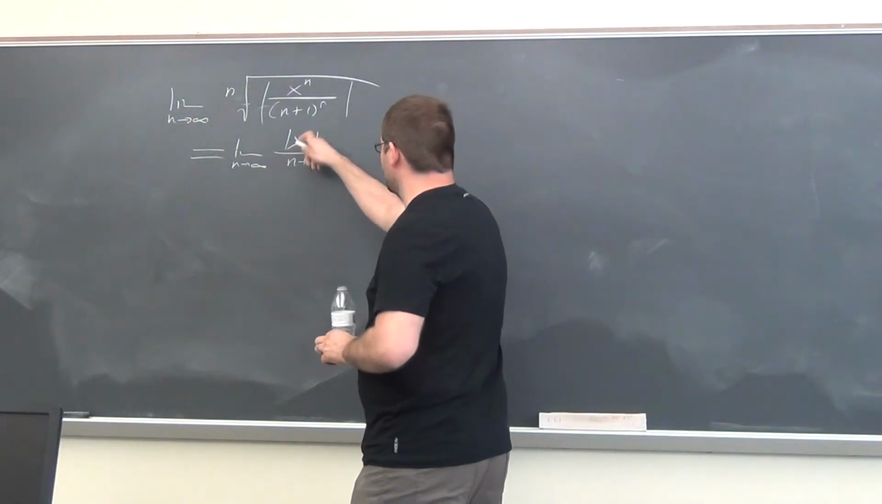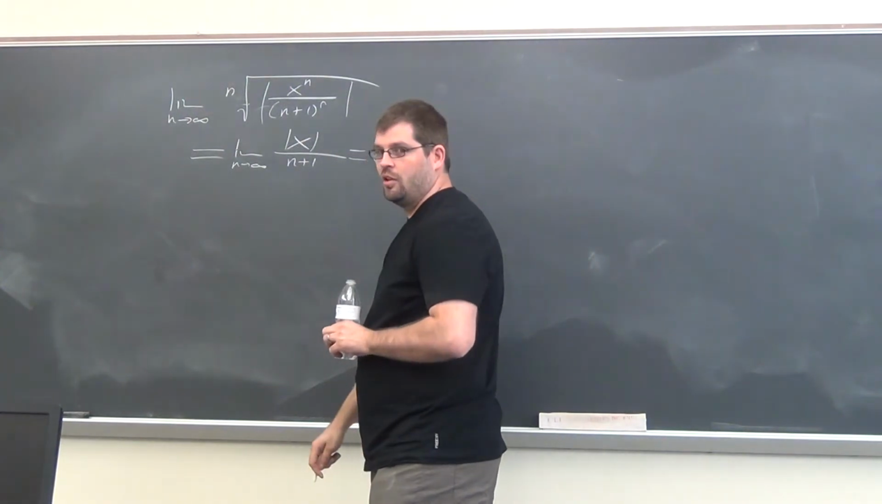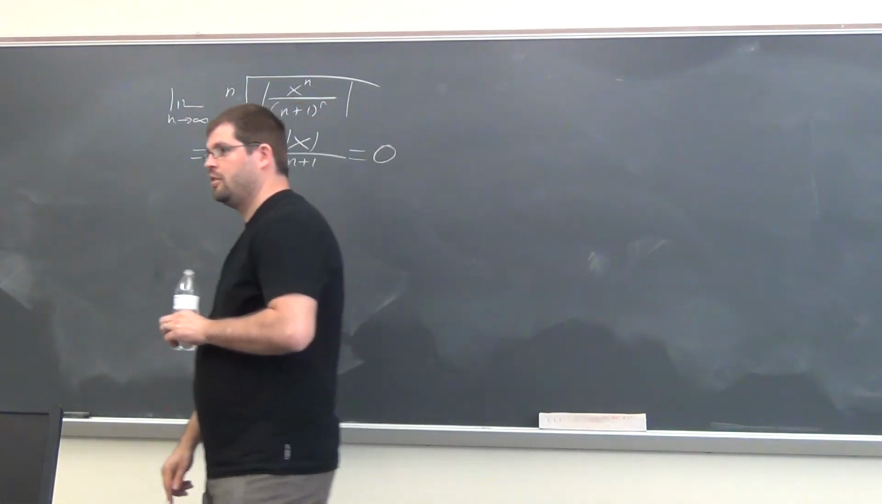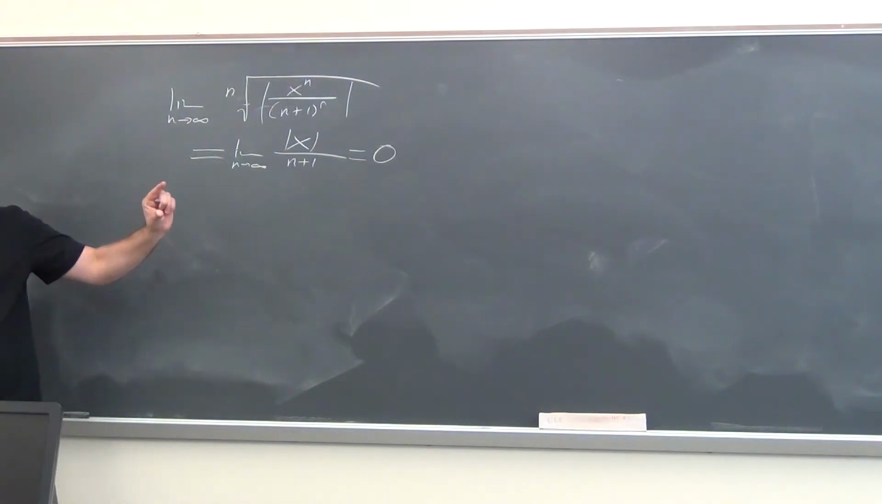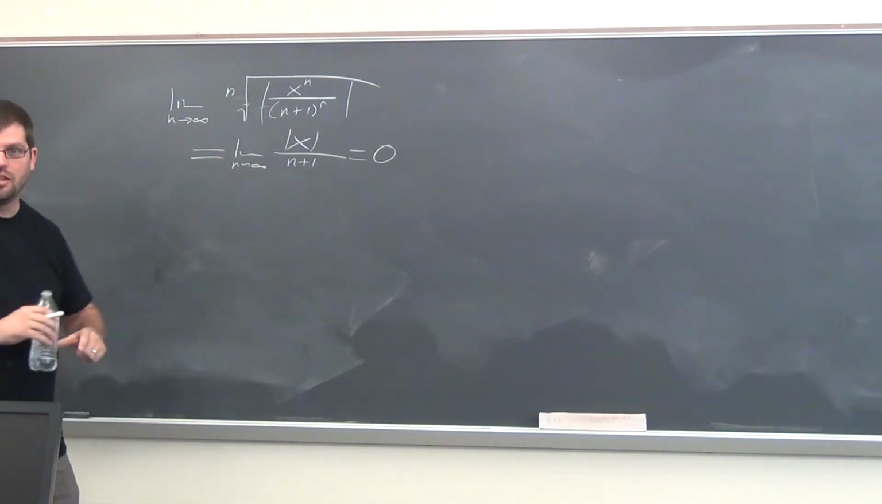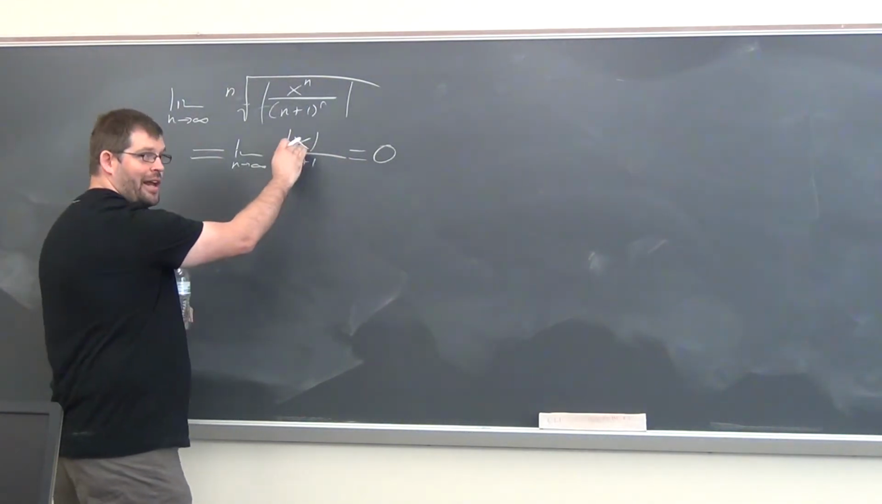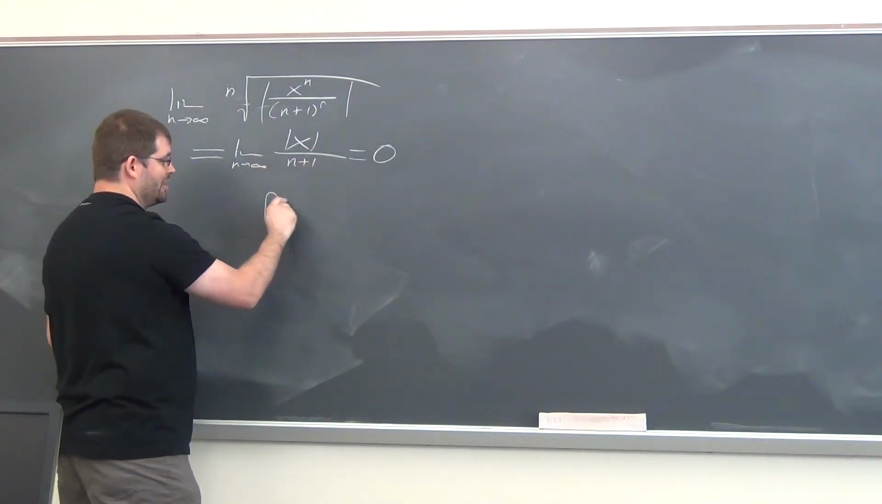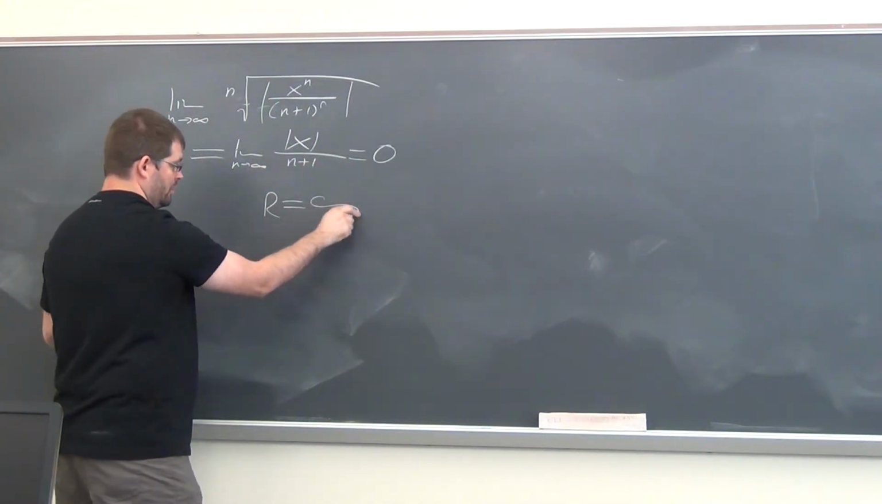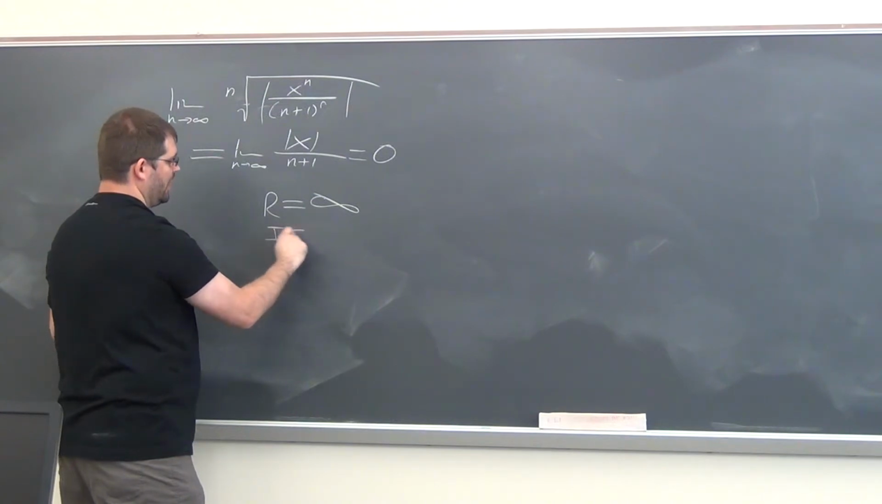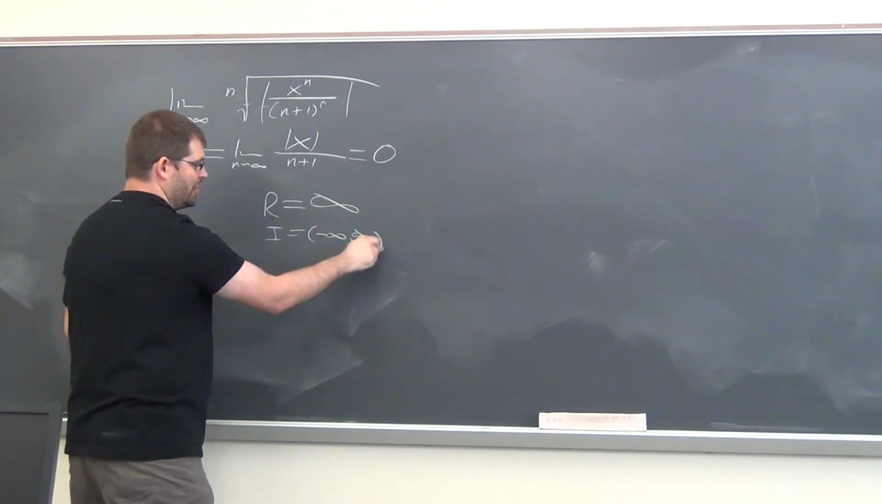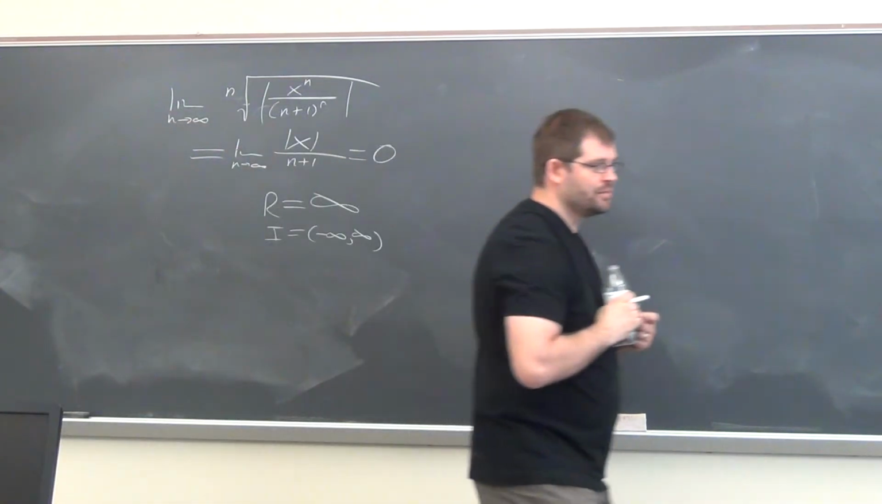You have a fixed x, and so the limit is less than 1, and from the root test that means convergence. It doesn't matter what x is, it always converges, so your radius is infinity. You don't need to write the interval in that case, but if you do, it's everything. Does that make sense?